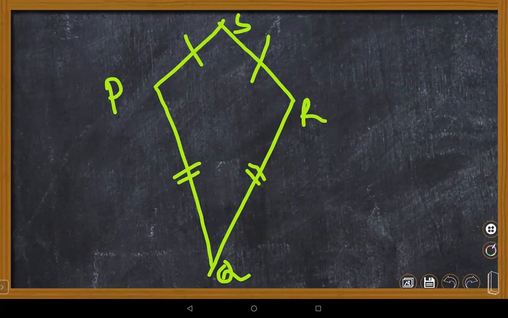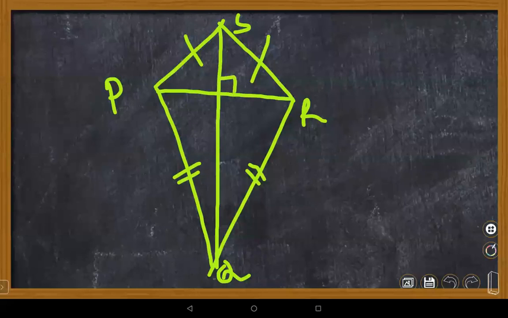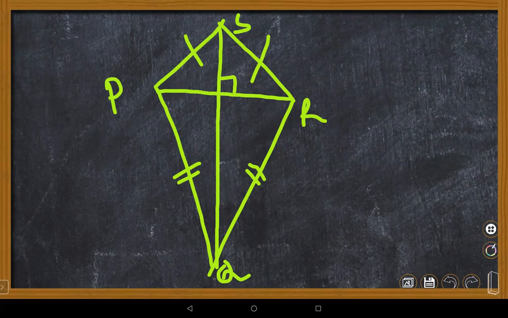That also intersects at 90, the diagonals perpendicular bisect. Very good. Kite also, the diagonals perpendicular bisect. They bisect at 90. Very good. Ma'am, and also one pair of diagonals are equal, ma'am.